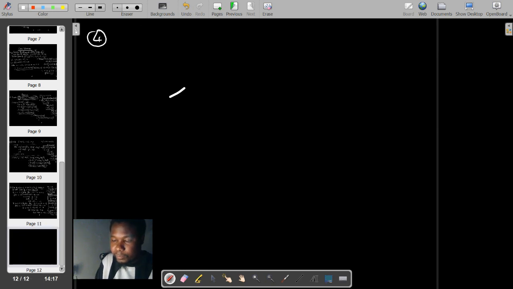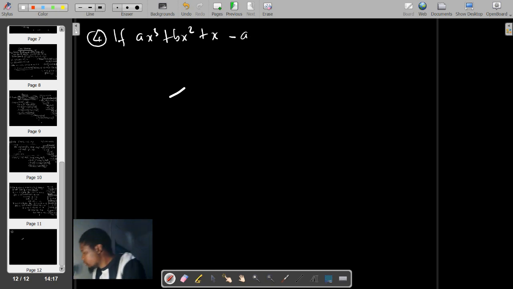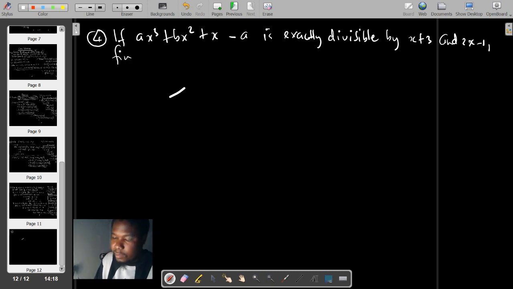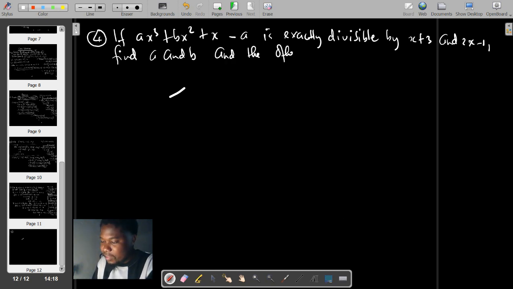All right, number 4. If a x to the power 3 plus b x to the power 2 plus x minus a is exactly divisible by x plus 3 and 2x minus 1, they're telling us to find a and b and the other factor. So they want us to find a and b and the other factor.